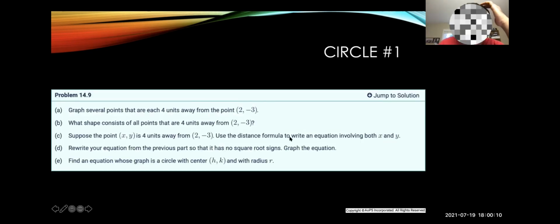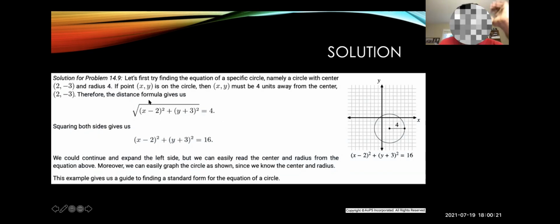And then after that, what shape consists of all of these points? It would be a circle. And then suppose the points are 4 units away, use the distance formula to write an equation. So when we write our distance formula, it would look something like this, because it would be the square root of x squared plus y squared equals the radius. And in this case, we have these two extra modifiers because of exactly where this point is. And if you square both sides, you'll get this equation.